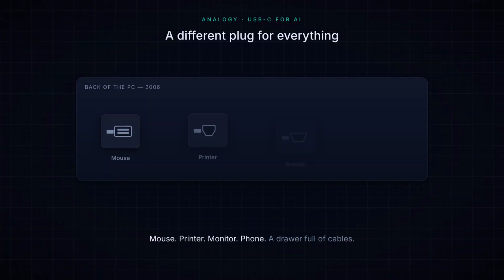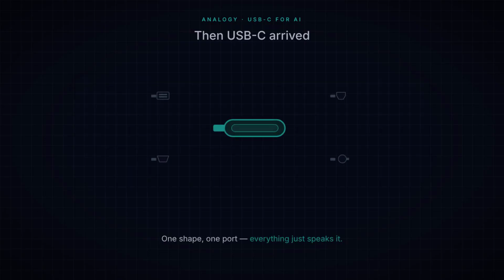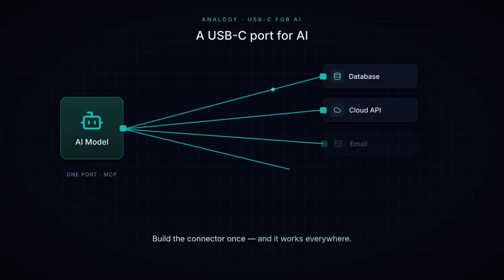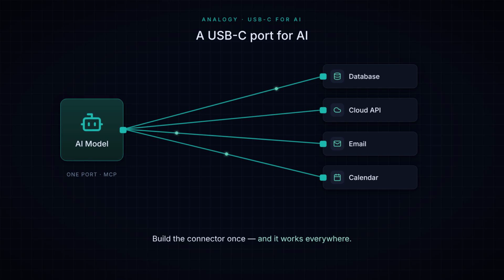So picture the back of a computer, years ago. A different plug for your mouse, your printer, your monitor, your phone. A drawer full of cables. Then USB-C arrived. One shape, one port, and everything just speaks it. That is exactly what MCP is. One shared way for any AI to plug into any tool. The people who built it describe it as a USB-C port for AI. Build the connector once, and it works everywhere.